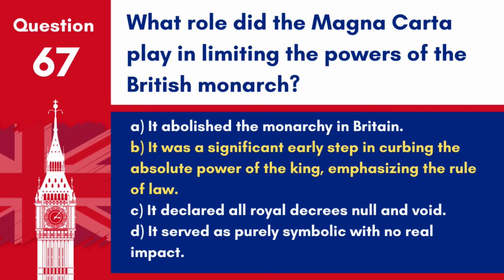Answer B. It was a significant early step in curbing the absolute power of the king, emphasizing the rule of law. The Magna Carta, signed in 1215, established that the king was subject to the law, not above it, which was crucial in the development of constitutional and parliamentary governance.